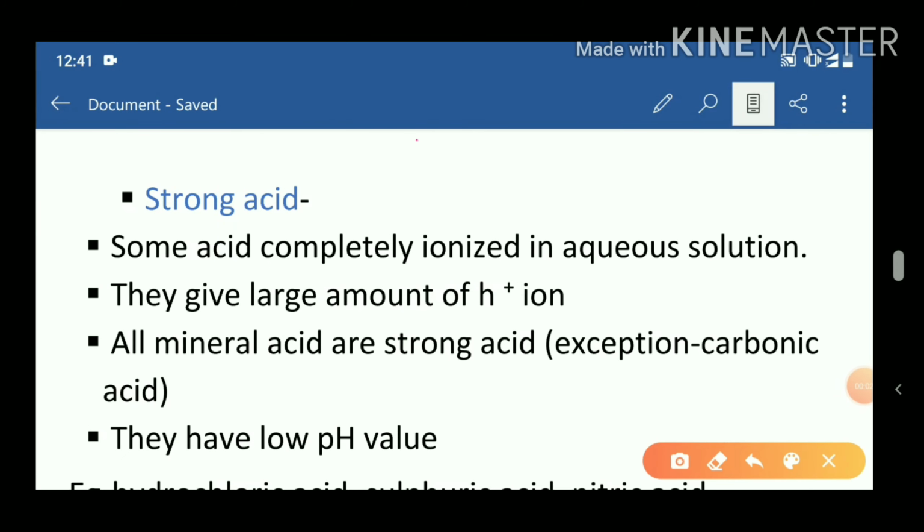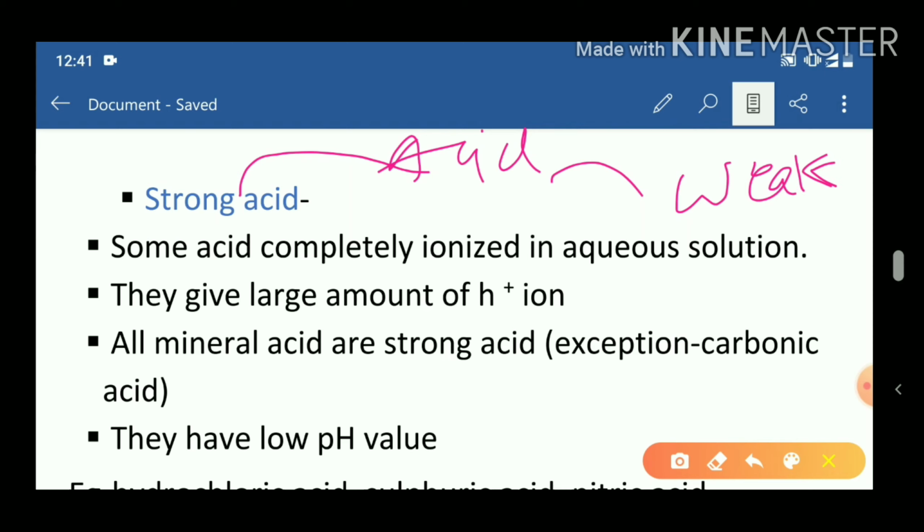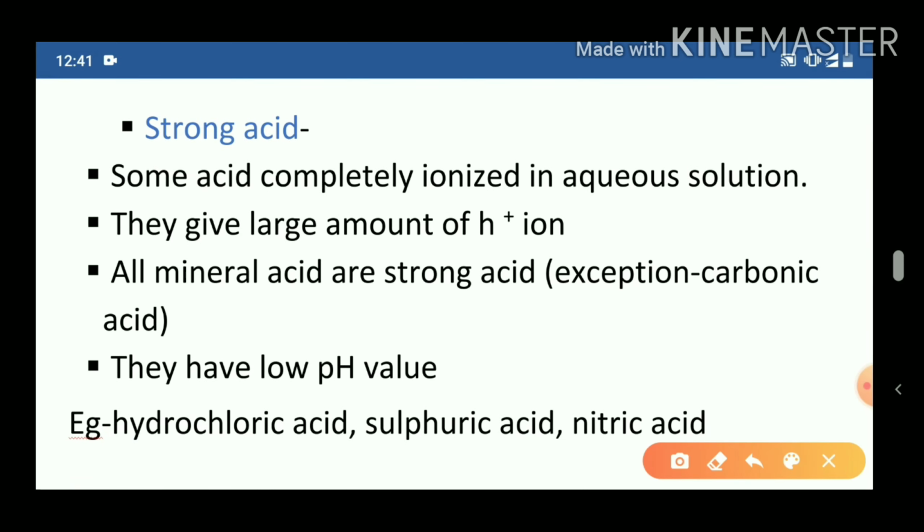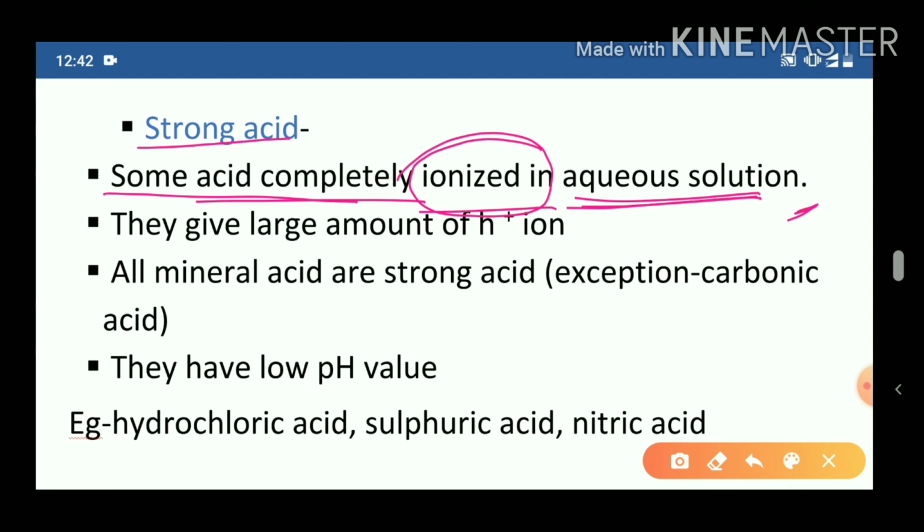Now acid is classified into two parts. First is strong acid, another is weak acid. Very important, listen carefully. Some acids are completely ionized in aqueous solution or water solution. Now what is the meaning of ionized? Ionized means when any substance, ion or atom donates or loses electron, or accepts electron, then they are said to be ionized. So strong acid, the acid which is completely ionized in aqueous solution, is known as strong acid.